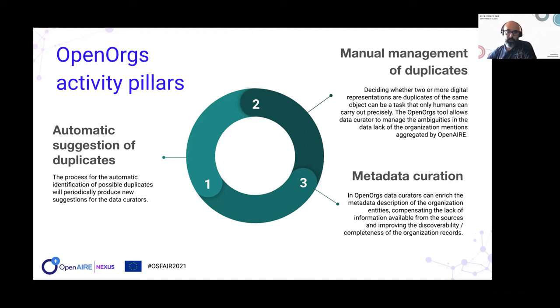On top of this, we have the second area that assumes the manual curation of the duplicates, to tackle that part of the intervention that cannot be captured automatically with the algorithm. So users, data curators, can confirm or deny what the algorithm suggests, if two mentions are actually the same real organization or not. Finally, the description of the organizations can be enriched by curating the metadata that describes the research organizations. And this will be better explained with the live demo from Gina later.